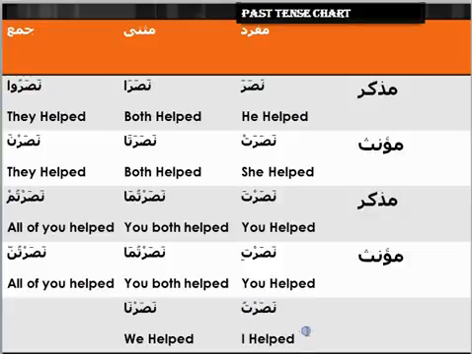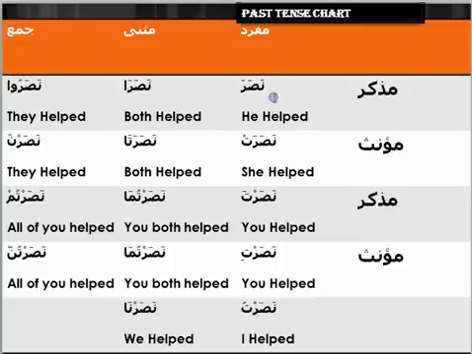Nasartu, like I mentioned, I helped. Nasarna, we helped. If you want to put fala here, it will be the same. This is just a pattern, okay? The Fe'l, you have to put it here, like fataha, fatahat, fatahu, fatahat.